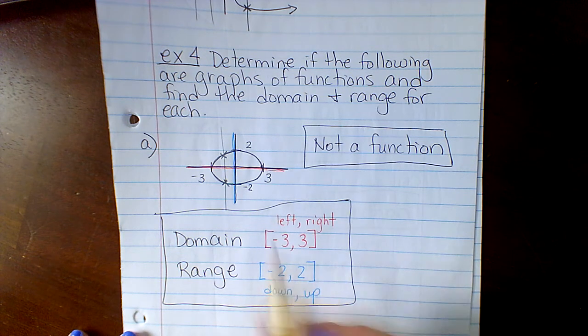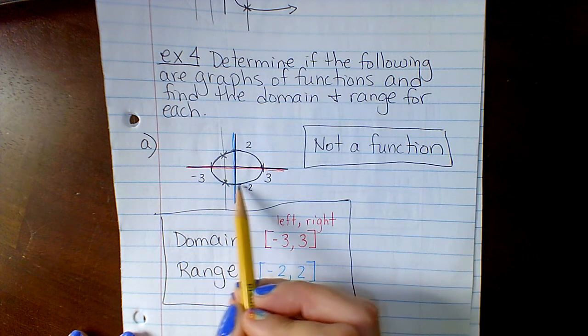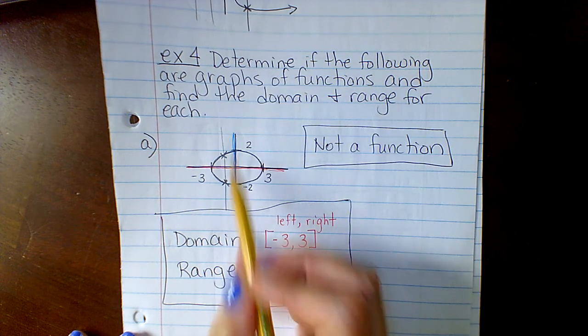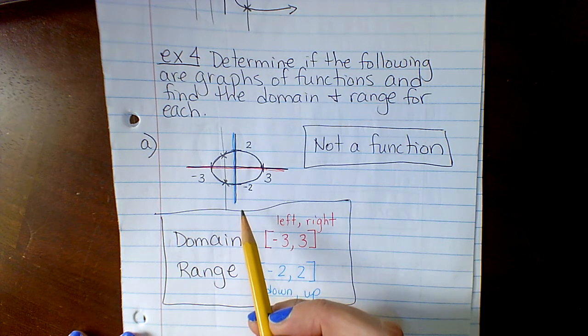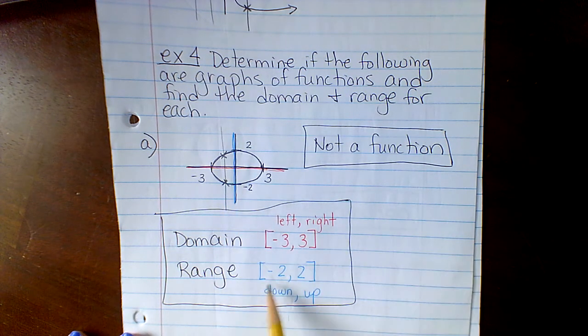So all the points on this ellipse right here fall in this interval from -3 to 3. Now the range is the down to up. So how far down does this go? Well, it goes down here to -2. How far up? It goes up to 2. These are the y values. So all the points on this ellipse right here are contained in this interval from -2 to 2.